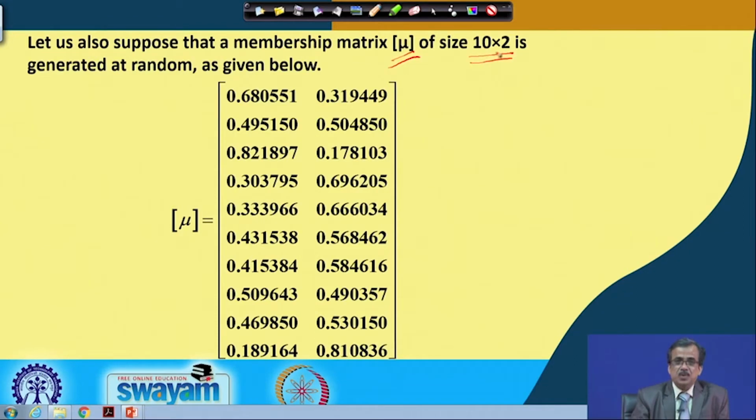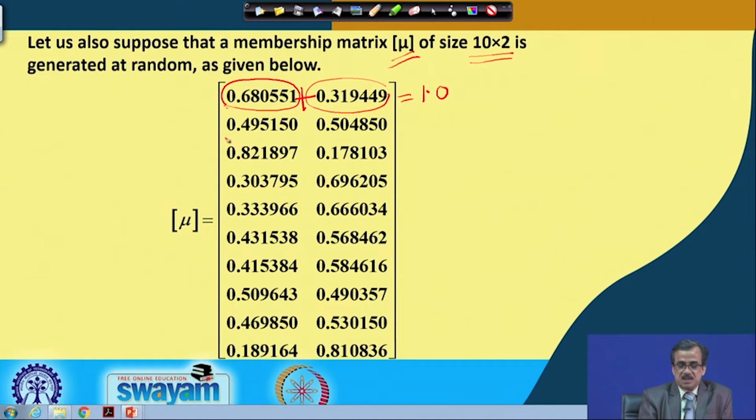Now, corresponding to the first data point, it has got the membership with the 2 clusters. This is the membership corresponding to the first point with respect to the first cluster center. This is the membership value corresponding to the first data point with respect to the second cluster center. If you add them up, this will become equal to 1.0, and the same is true for each of these entries.